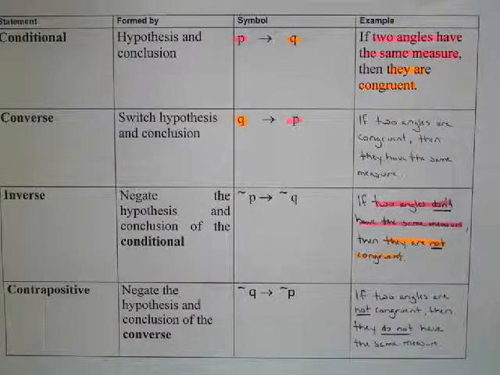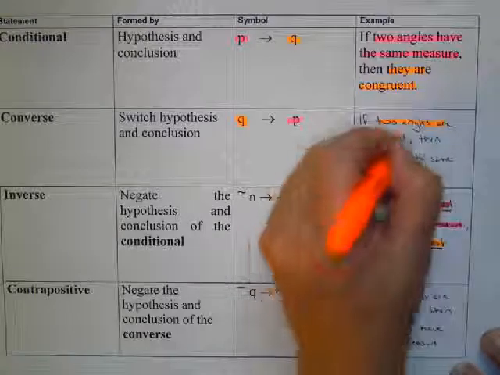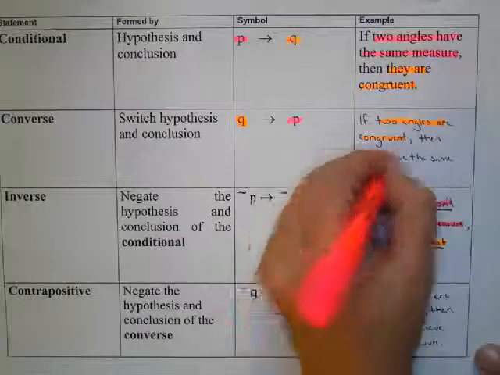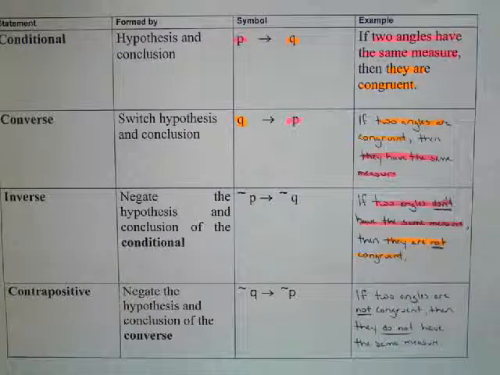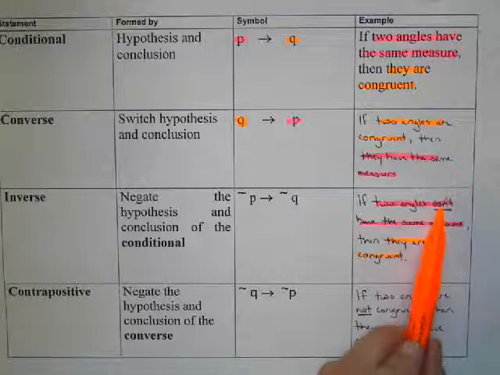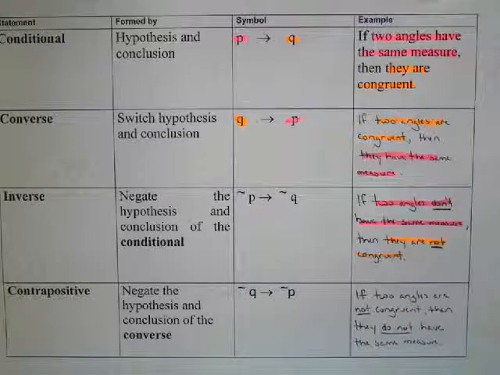So here, if you were to highlight, this was our original Q, and this was our original P. So we switched them. Inverse, keep the same order, but put a negating word, so like don't or not, whatever makes sense as you write it. And then the contrapositive, we switch it and negate it.